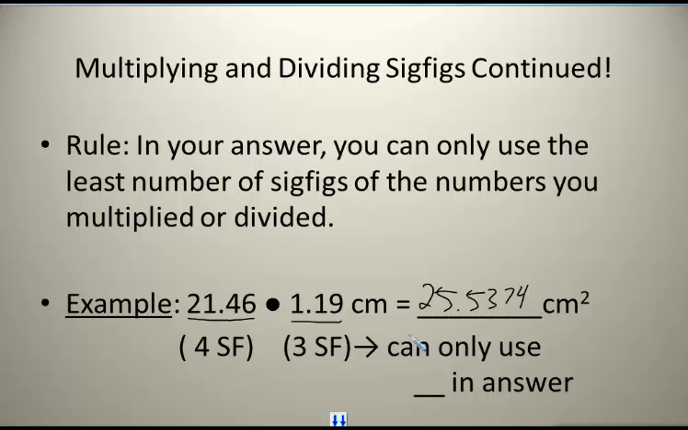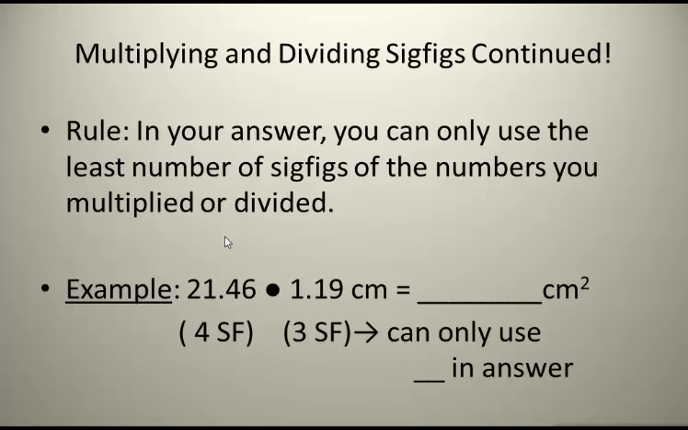Now, how do I round that? Because I have 4 significant figures and 3 significant figures, I can only use the least amount. I can only use 3 significant figures in my answer. So here's the first one, here's the second one, here's the third one. So I'm going to round that number, that 5 needs to get rounded or kept the same. If the number behind it was a 5 or higher, I would say 25.6. Since the number behind it is a 3, I'm going to say 25.5 centimeters squared would be my final correct answer.